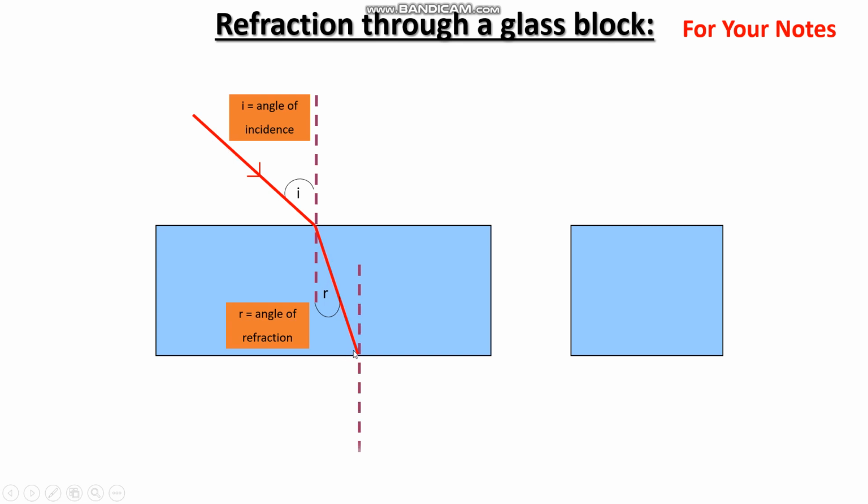Now that's what happens when it comes in and slows down. When it comes out again, it's caused to refract in the opposite direction. Now when you're drawing this in an exam, make sure that that line there is parallel to that one there. You'll get marks for the direction in which you've drawn it changing, but you'll also get marks for these being parallel.